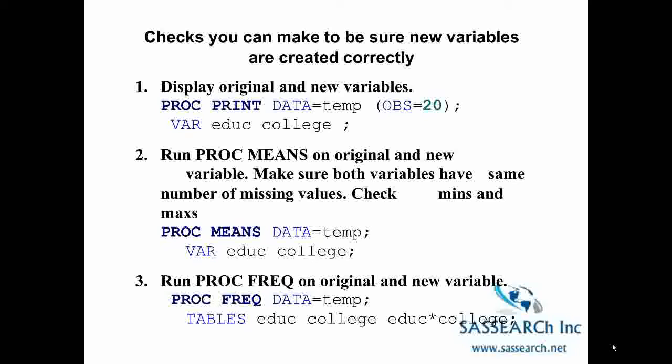Another way that you could also check to make sure your new variables are created correctly is by running a proc freq on the original and the new variable. And again, you would expect that the same number of subjects that had education recorded would be equal to the same number of subjects that had college, which may have been a new variable created from education.